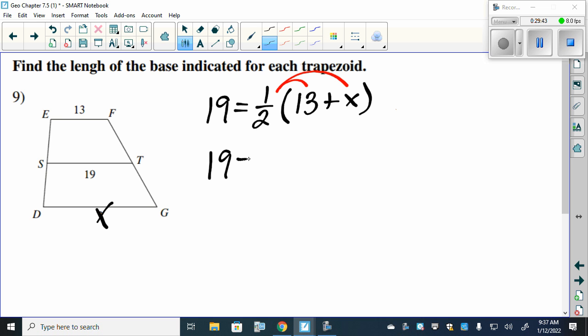So we would have the 19. What is 1/2 times 13? 6.5. Plus 1/2 times x is, well, 0.5x.